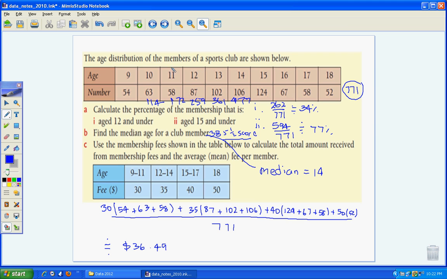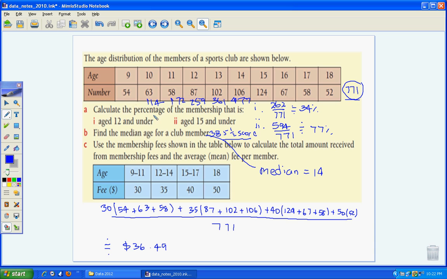This question, we've got a distribution of members of a sports club. So what we want to do, we have a look at what we've got. First thing I did was go through and find out how many members I've got, and that comes out to 771. Again, I think my calculations are okay.